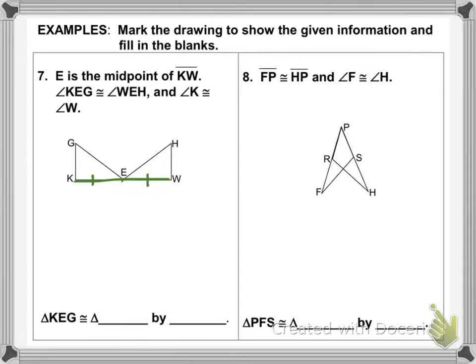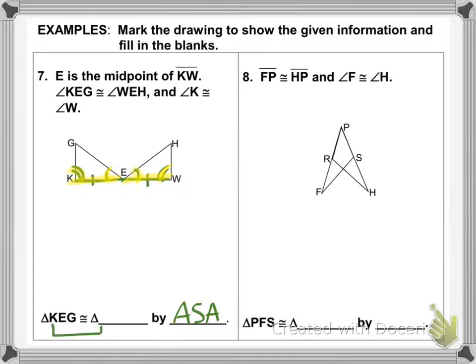It also says angle KEG, which is this guy, is congruent to angle WEH, which is this guy. So those two angles are congruent. It also says angle K is congruent to angle W. So those two angles are congruent. So what it looks like we've got is angle, side, angle. Angle, side, angle. So by angle, side, angle, or ASA, these two triangles are congruent.